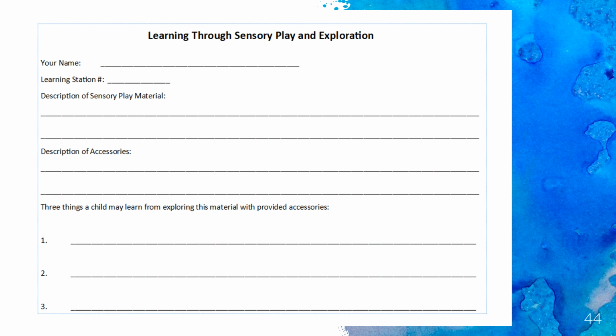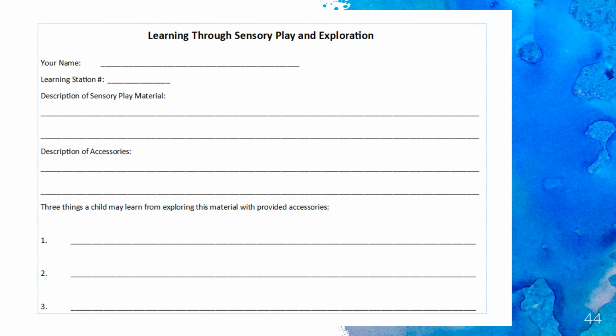And each student is going to take 10 forms like the one shown here. They're going to write their name. They're going to write the learning station. So each station will have a number by it. Then they're going to describe the sensory play material. So they're going to give a verbal description of just what the filler is in that table. They're going to also describe the accessories in that table. And then the one that is a little more challenging is they're going to think of 3 things that a child may learn from exploring this material with the provided accessories.